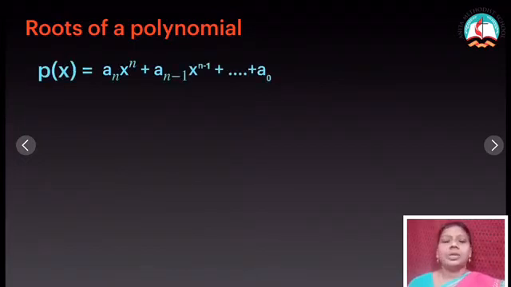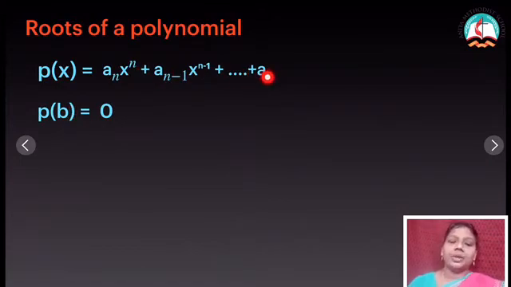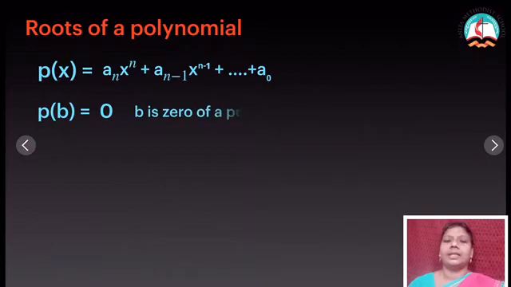Now, roots of a polynomial. I have to find out the roots of a polynomial. If a value satisfies the equation, then we can call it a zero of the polynomial or a root. Okay. Supposing I have taken p of x equal to the given equation. If a number b satisfies this equation, that means if I substitute the value of b over here, I get the answer equal to 0, then what can I conclude? That b is a zero of the polynomial, or we can say that b is a root of this polynomial.